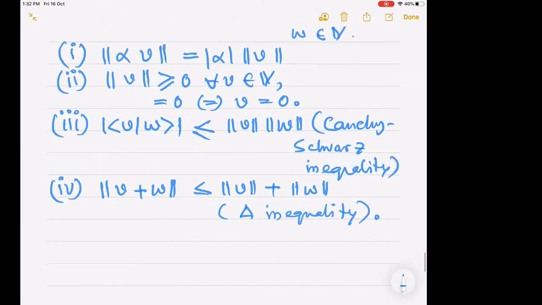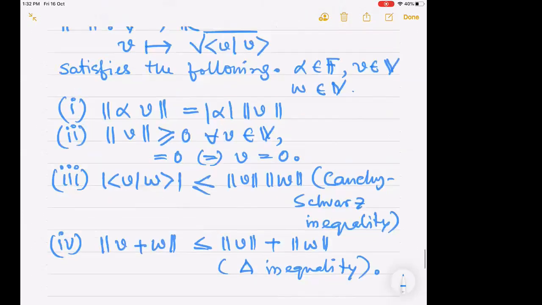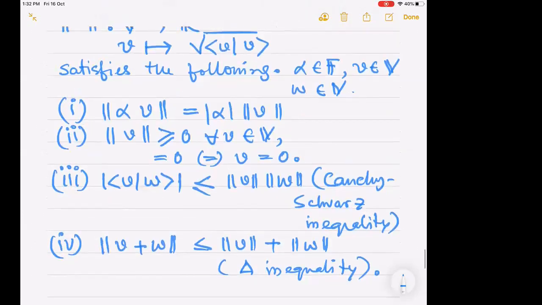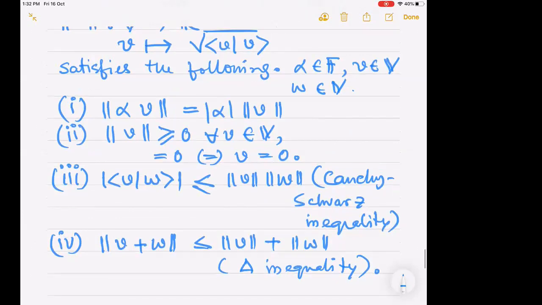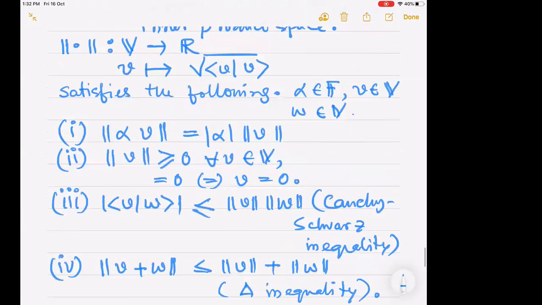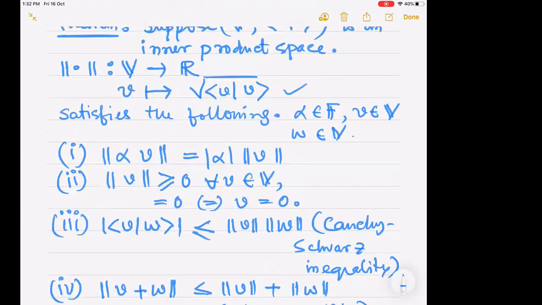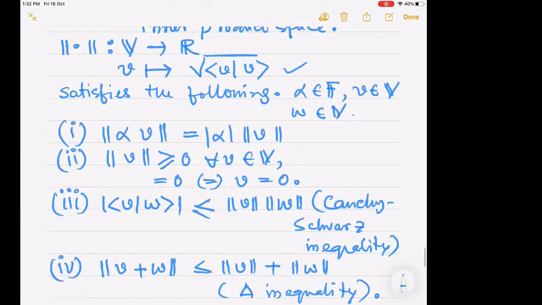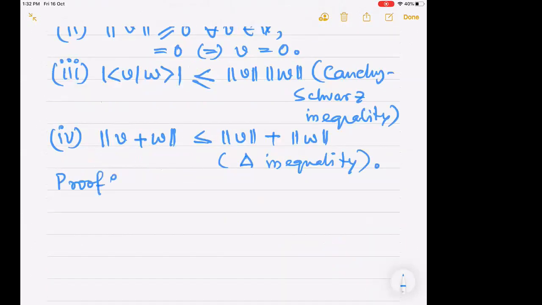And these 4 properties will be satisfied by the norm. The moment we have the inner product defined on a vector space, for every inner product space, there is a corresponding idea of a norm defined like this, and that norm will satisfy these 4 properties. Okay, this requires a proof. We'll see the proof when we come back for the second module. Okay, so see you in the second module.